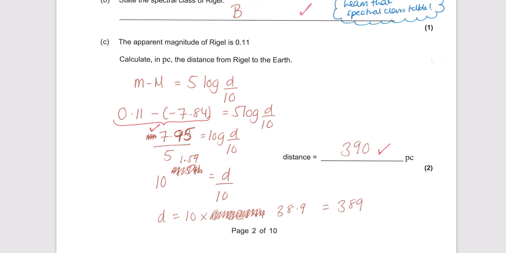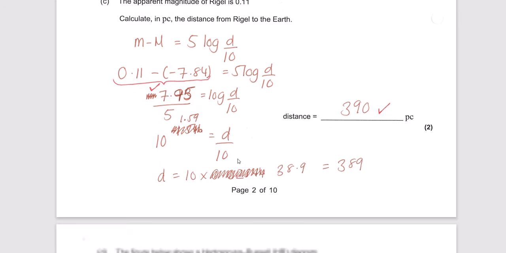So we've got our apparent magnitude 0.11 minus our absolute magnitude, which comes out as a plus, so 7.95, and we're going to divide that by 5 to get log d over 10. Then to get rid of the log, we're going to do 10 to the power 7.95 over 5, which is 1.59, and we multiply that number by 10 to get 389, or we can round that to 390 parsecs. So make sure you're okay with how to use that equation. The log stuff can be quite tricky, especially if you're not an A-level physicist.